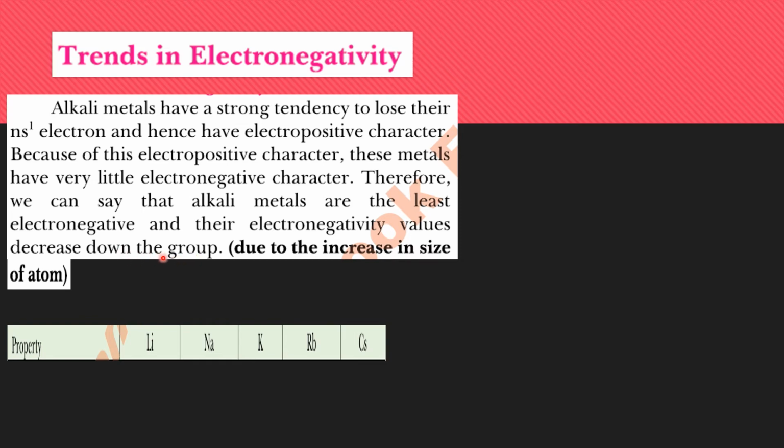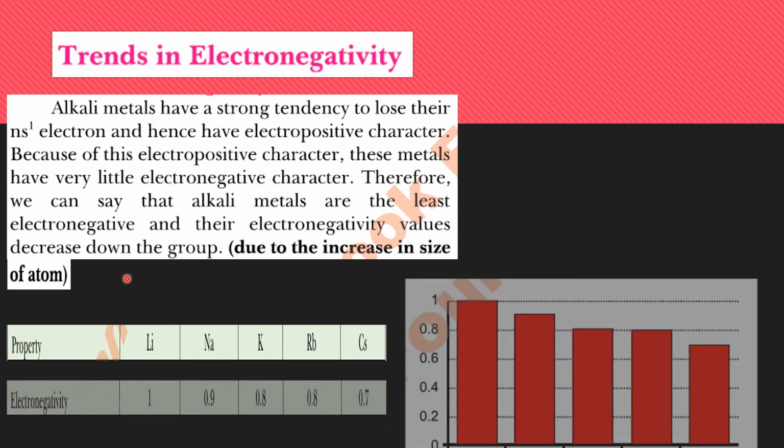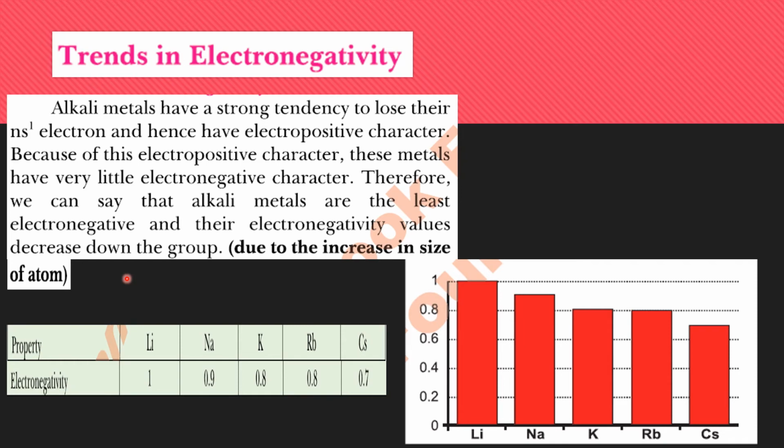So we can say that alkali metals are the least electronegative, and their electronegativity values decrease down the group because electropositive character increases down the group. And when this electropositive character increases down the group, the electronegativity values become quite low.